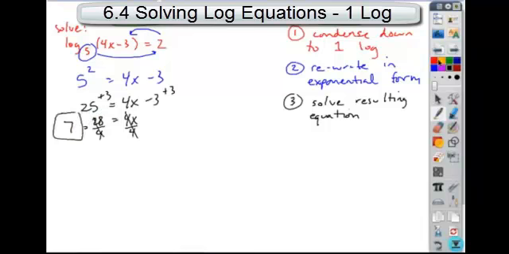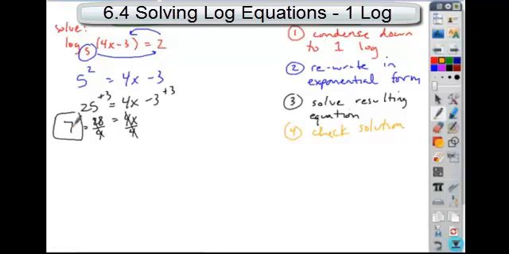Now, your final step, like most of these, is to check your solutions. The main thing that you want to check for is to make sure that you don't have any non-positive values inside your log. So this whole expression can never be a 0 or a negative, and the base of your log can never be a 0 or a negative. So when I plug in a 7 here, I get 8 times 7 is 28 minus 3 is 25.